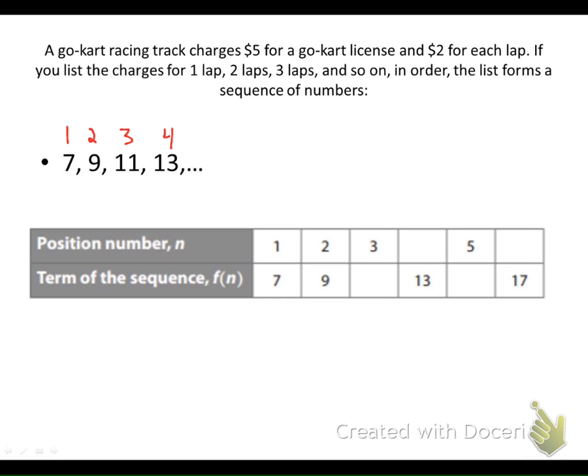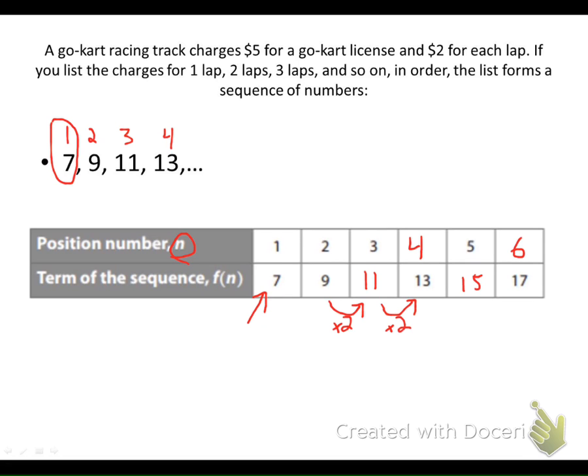So if we want to fill in the rest of this table, this n is how we refer to a number's position in a sequence. So for example, the number in the first position is a 7, or in other words, for 1 lap, you're going to be paying a total of $7. 2 is 9, so we see that for 3 laps, we're going to be paying 11. For 4 laps, we're going to be paying 13. And we can just keep this pattern going. Basically, with every additional lap, we can see that our common difference, or our rate of change, is 2. So for 5 laps, we're obviously paying $15, and 6 laps would be $17.